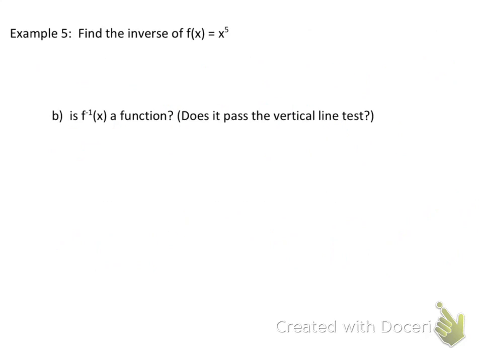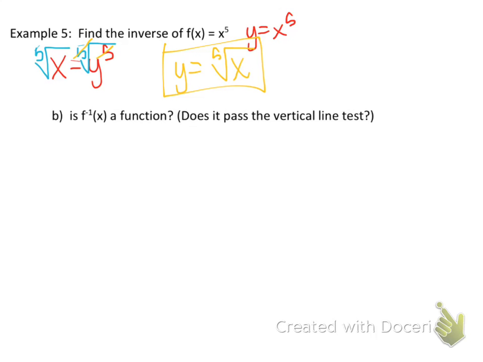So let's get some practice finding some more inverses. Let's find the inverse of x to the 5th. So again, keep in mind that f of x simply means y equals. So if you want, we could rewrite it first as y equals x to the 5th. To find the inverse, you're going to flip the x and the y. So x equals y to the 5th. And to get the y by itself, we're going to take the 5th root. So we get y equals the 5th root of x to the 5th.